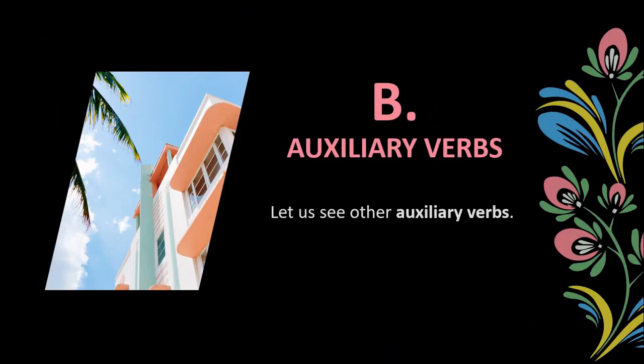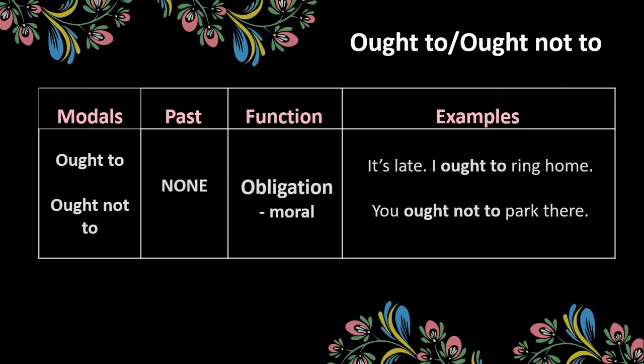Next, we're going to come to auxiliary verbs. So let us see the auxiliary verbs that can be used similarly to modal verbs. We start with ought to versus ought not to. The first auxiliary verb that can be used as modals. Ought to and ought not to, that's the negative form.